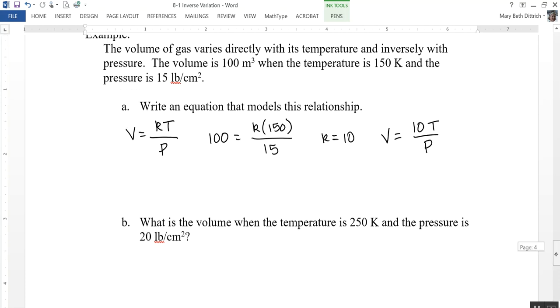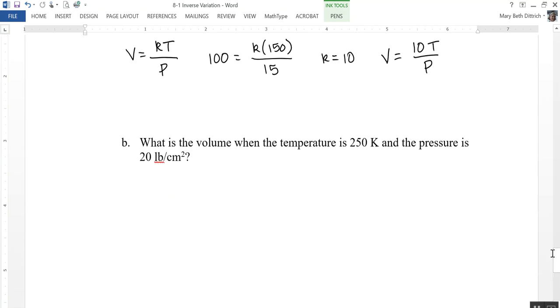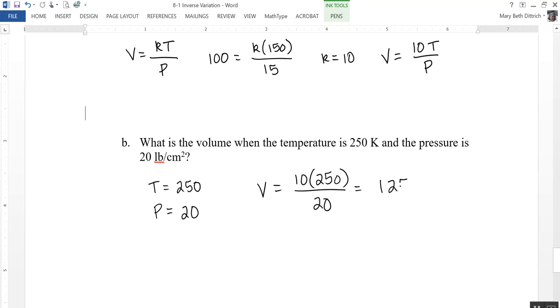Now I'm going to use that formula to answer part B here. What is the volume when the temperature is 250 Kelvin and my pressure is 20 pounds per square centimeter? So my volume is equal to 10 times the temperature divided by the pressure, or my volume is going to be 125 cubic meters.